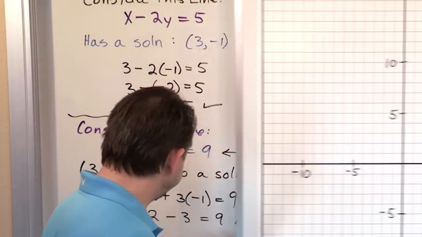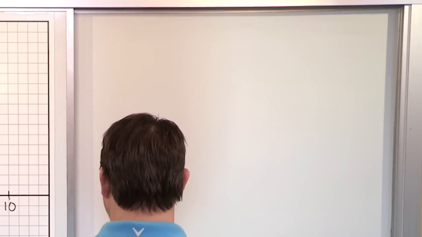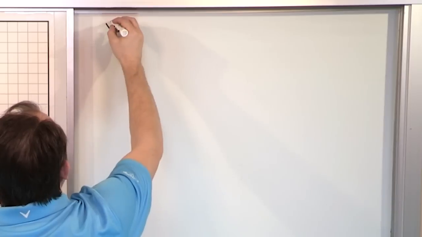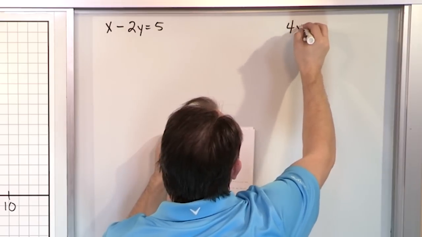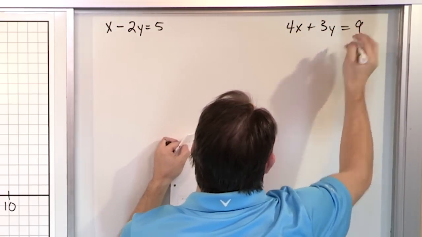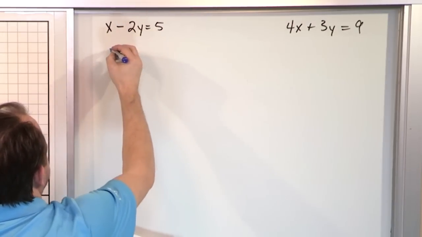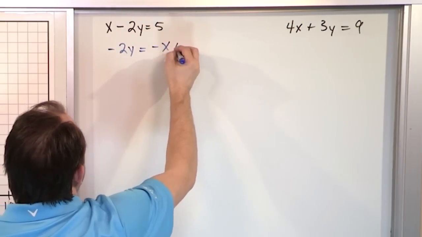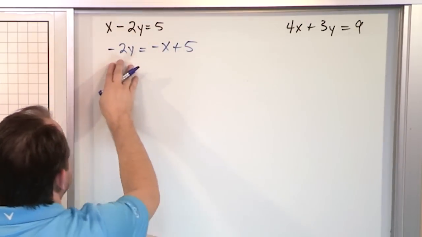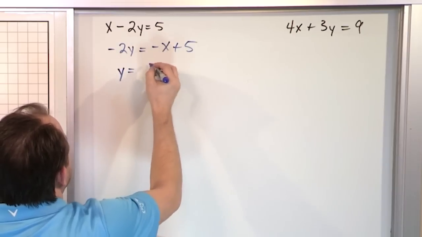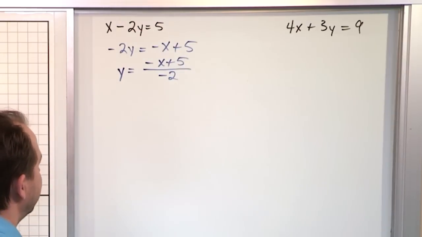So what I want to do is graph both of those lines. Even though I've kind of demonstrated with my hands, that's not really great. I want to show you exactly what I'm talking about. So the first line was x minus 2y equals 5, and the second line was 4x plus 3y equals 9. So how would we graph them? We do it the same way we always graph lines. We solve for y, because we're going to put it in the easiest way we can. Negative 2y equals negative x plus 5. We just subtract the x from both sides, moving it to the other side. And now y is going to be equal to negative x plus 5, and we'll divide by the negative 2 on the right-hand side to get y by itself.